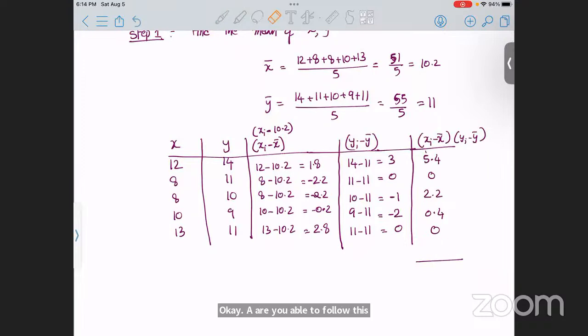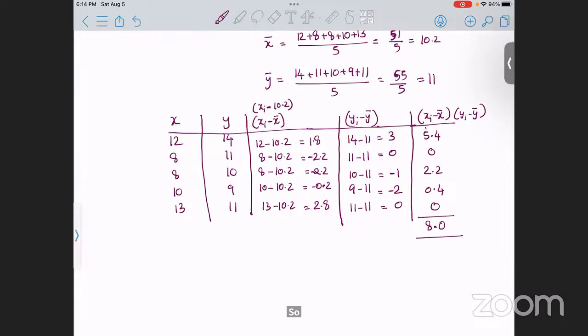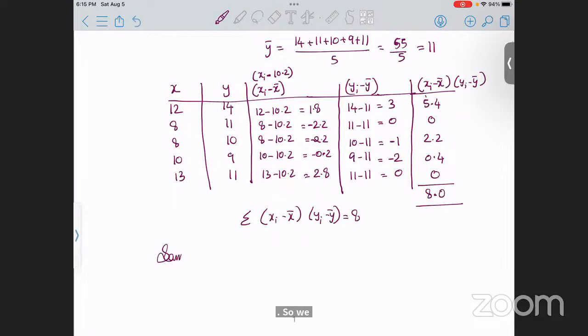8.0, right? 8.0. Okay. Now, we got the sum of (xi minus x bar) into (yi minus y bar) equal to 8. So sample covariance is equal to the sum of (xi minus x bar) into (yi minus y bar) divided by n minus 1, equal to 8 divided by 5 minus 1.